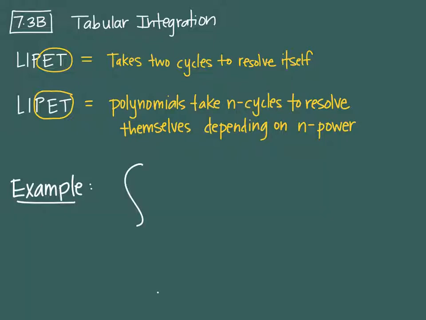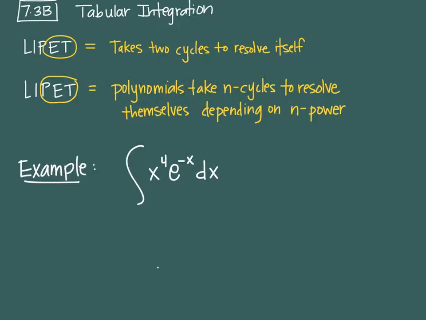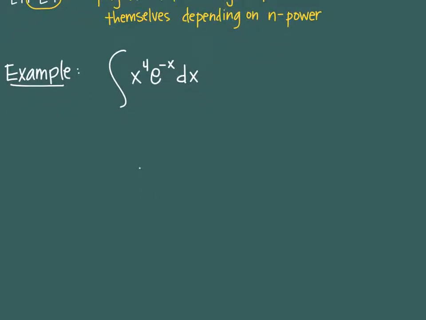Let me give you one that would take you 4 cycles to do the long way. If we were to evaluate the integral of x to the 4th e to the negative x dx, normally that's going to take you 4 cycles to finish. Let's pretend we're going to get started. What do we assign as our u? x to the 4th. And everything else is e to the negative x dx.